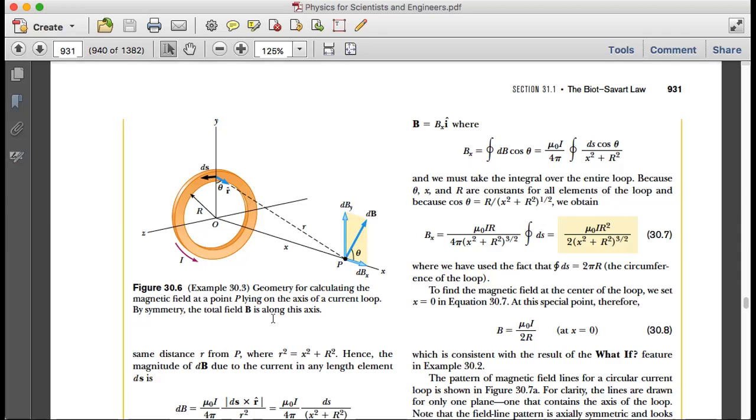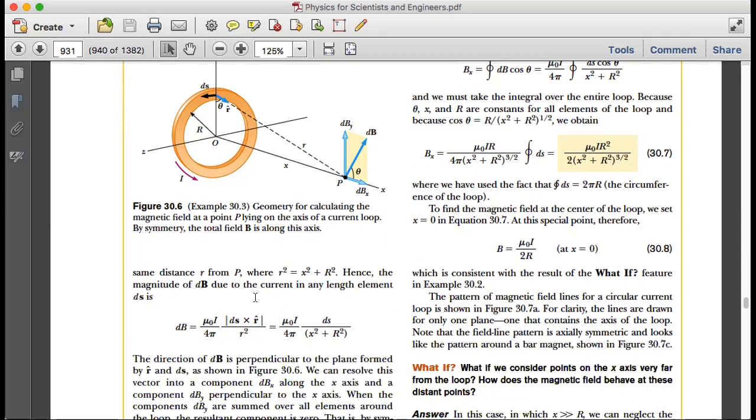As you see in the picture, ds and r hat are perpendicular, so ds cross r hat has magnitude ds. This r squared, capital R here, is x squared plus capital R squared.